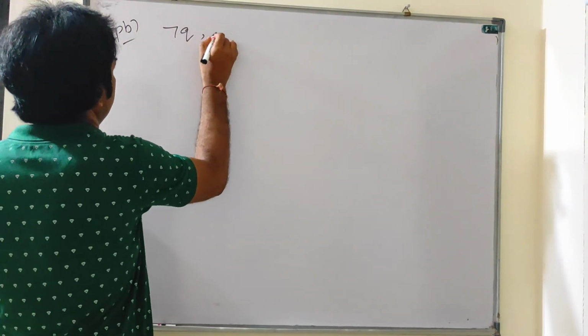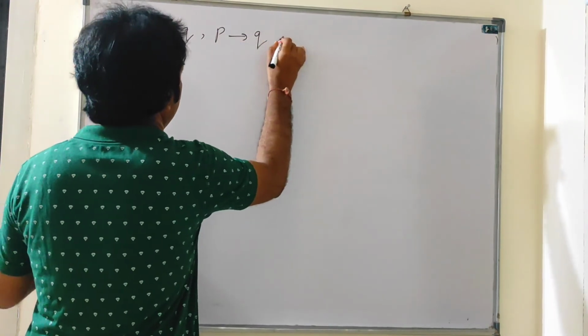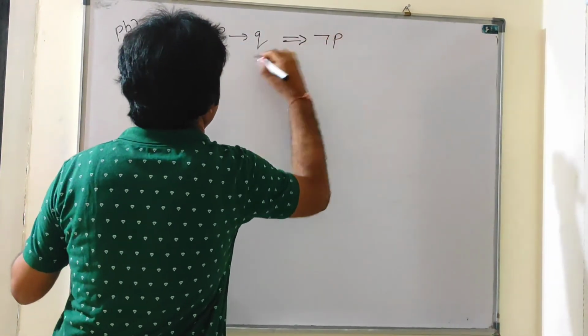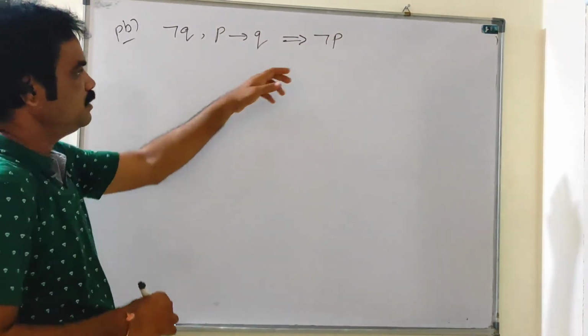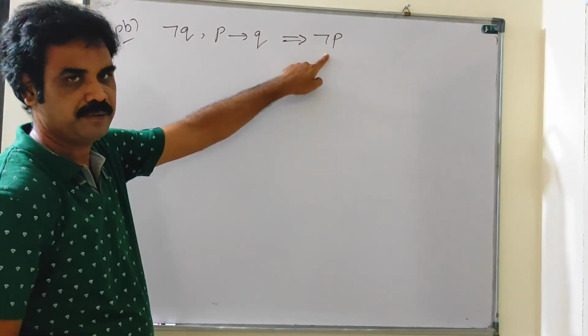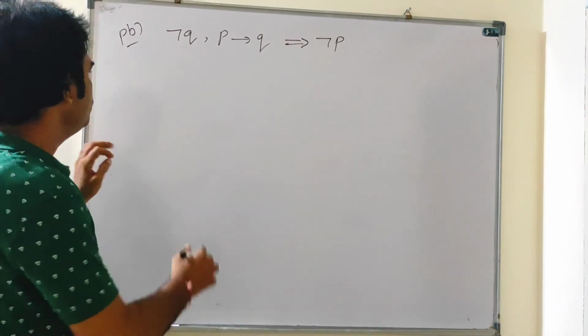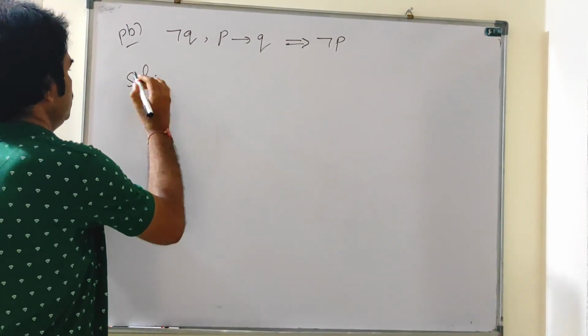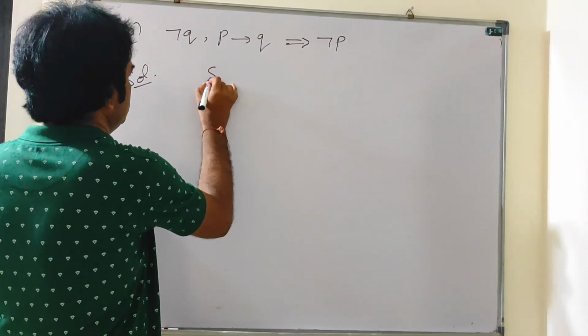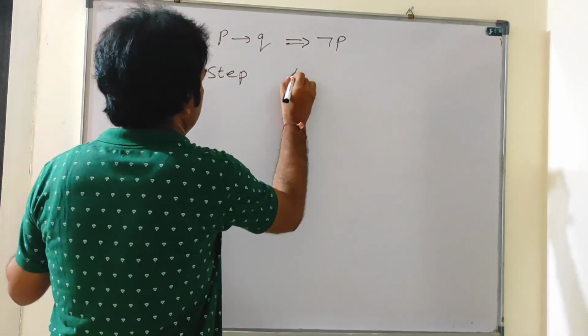Negation Q and P implies Q imply negation P. That means here the conclusion is negation P. That means this follows logically from these premises, negation Q and P implies Q. See the solution. Step, reason.